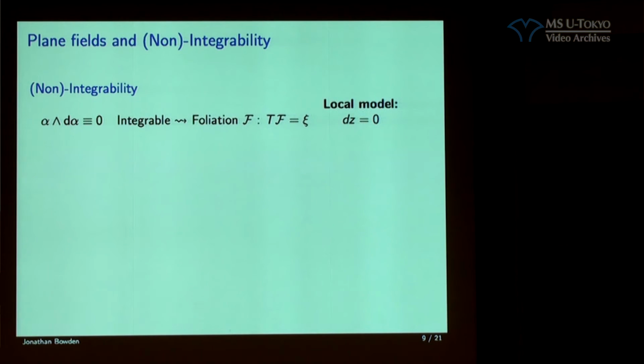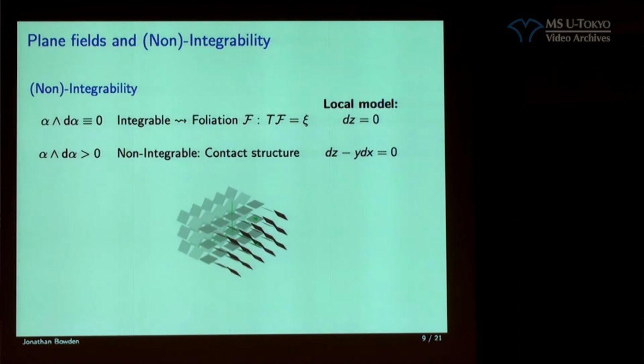On the other hand, if through every point you never have a piece of surface tangent to your distribution, then you're totally non-integrable, meaning that d alpha never vanishes on the plane field. In terms of forms, that's expressed like this. Call that a contact structure. Foliations had a nice local model, and contact structures do too. Locally, they all look the same. And it's given by this nice one form, dz minus y dx being 0.